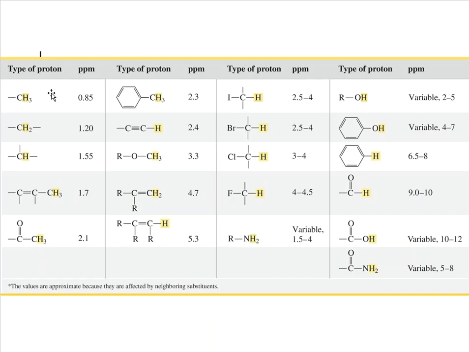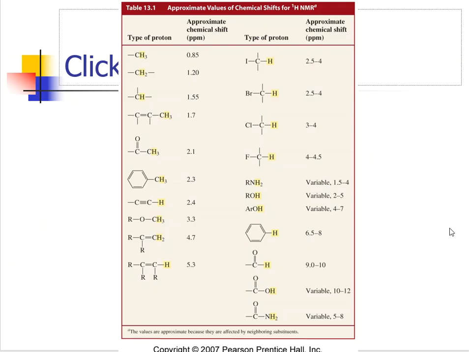So if you don't have this chart in your text, you probably will have something that looks like this in your text, and this does the same thing. So here, the I, the Br, the Cl, the F, they're all kind of listed there separately with their own corresponding ppm values that come along with it.